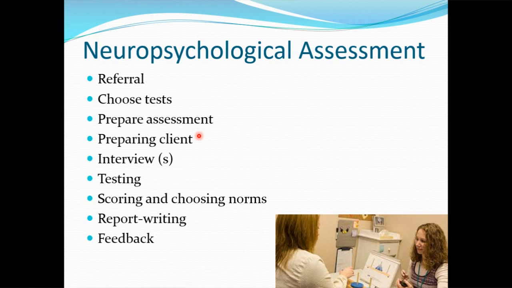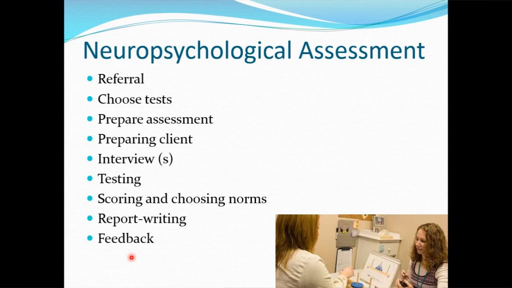You don't want to be testing the patient and then realize you don't have a feedback form or you don't have the stimulus booklet or something like that. You get everything together. You prepare your client. You explain to him what you're going to do, what happens with this information. You get their consent, etc. You do the interview with the patient and all collateral separately, usually. Then you test the person, you score it, and you carefully choose the norms that you're going to use. Put a lot of thought into that. Sometimes we don't have much of a choice of norms. Maybe there's only one set of norms. But if there are more than one set of norms, do choose which ones to use.